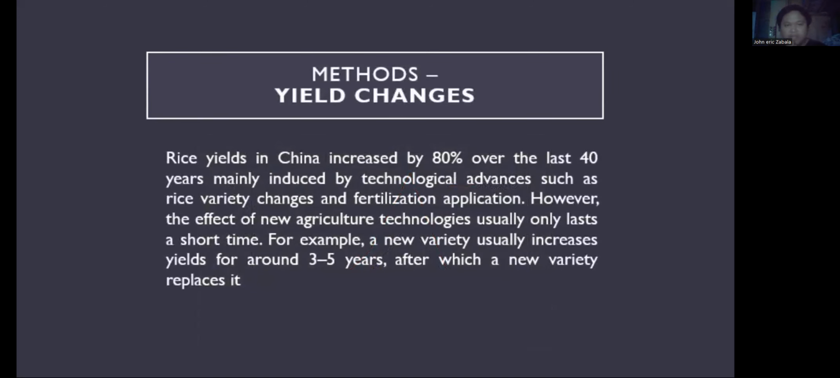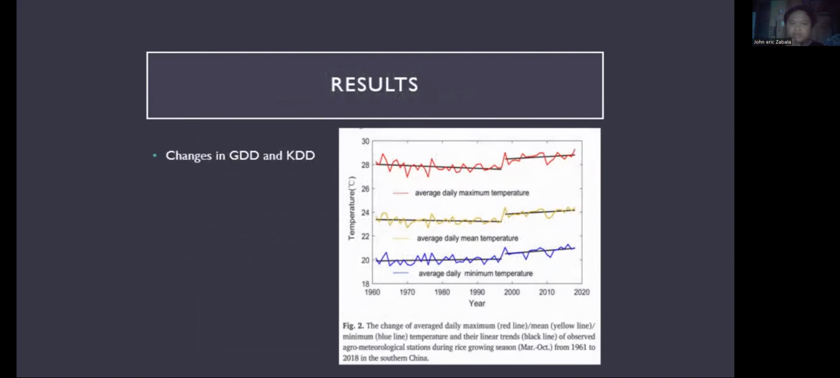So one also of the things na tinitingnan nila ay yung yield changes. So rice yield in China increased by 80% over the last 40 years. Mainly induced po ito ng mga technological advances in the rice variety and fertilization application. However, these technologies are usually only effective for a short time. For example, new varieties po.